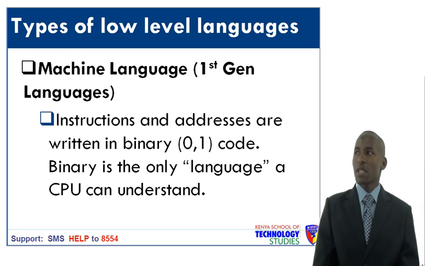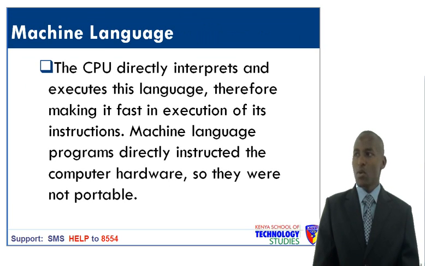Let us start with the machine language. That is first generation languages. Instructions and addresses are written in binary, that is zeros and ones code. Binary is the only language a computer or a CPU can understand. In machine language, the CPU directly interprets and executes this language, therefore making it fast in execution of its instructions.